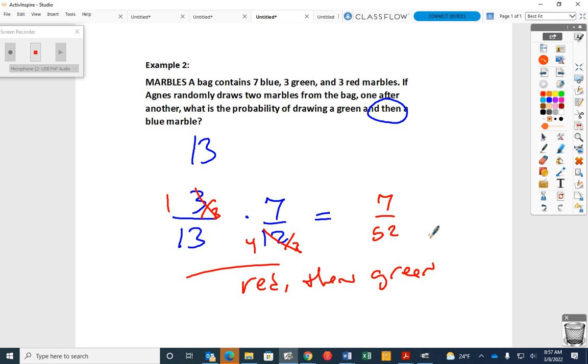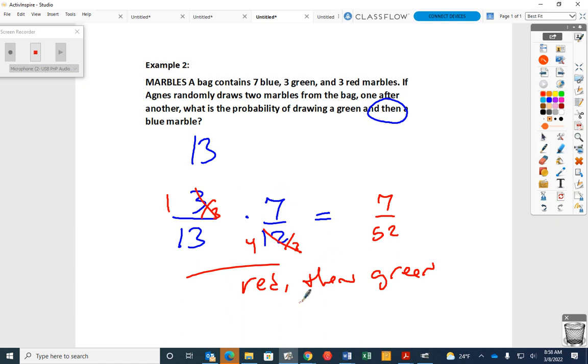Do you have to make the other one a 12 again? I don't know. Do you? Since you took it out? Well, it doesn't say if you took it out. I got the answer. I have a red and then a green. So did I put it back? I got the answer.